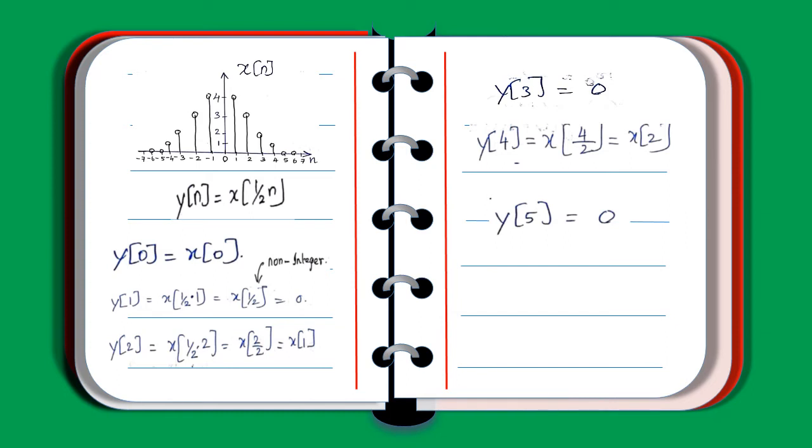When n is equal to 6, it is equal to x of 6 by 2, x of 3. The value of x of 3 from the graph is 2. N equal to 7, x of 7 by 2, is a non-integer index. So y of 7 is equal to 0. N equal to 8 is equal to x of 8 by 2, which is equal to x of 4. The value of x of 4 is 1 from the graph. Any further values of y will be 0 because in x of n, all the further values are zeros.